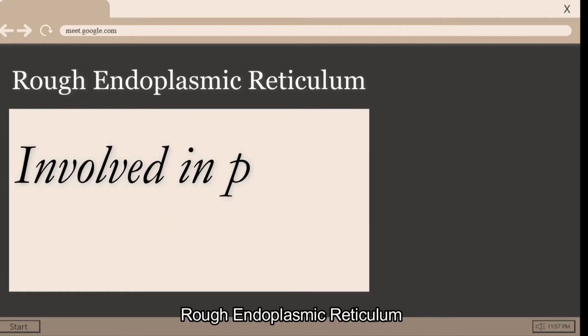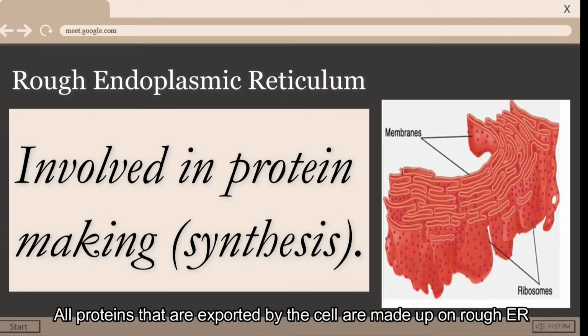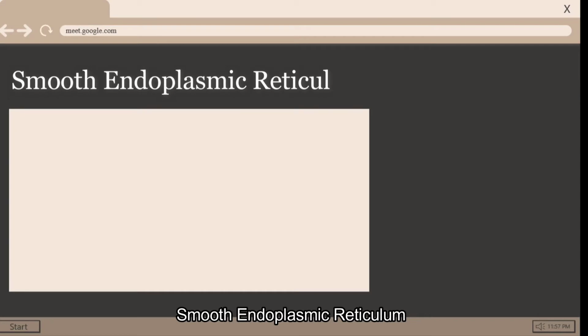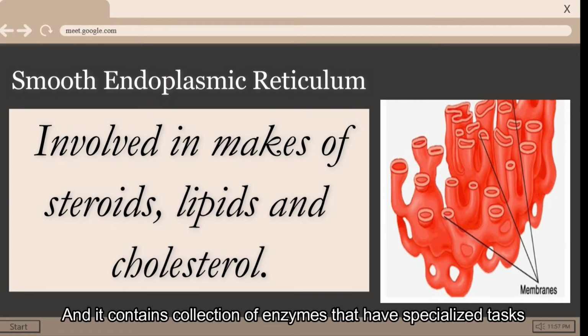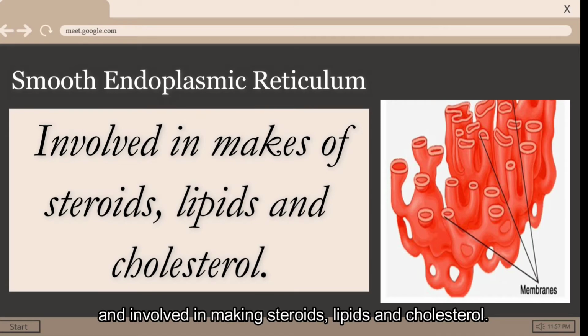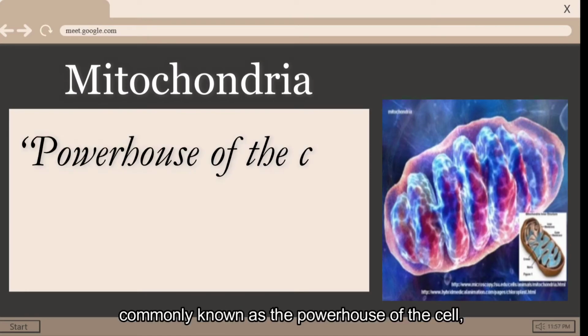Rough endoplasmic reticulum is involved in protein making, or synthesis. All proteins that are exported by the cell are made on the rough ER, and it is covered with ribosomes. Smooth endoplasmic reticulum contains no ribosomes, and it contains a collection of enzymes that have specialized tasks and are involved in making steroids, lipids, and cholesterol.